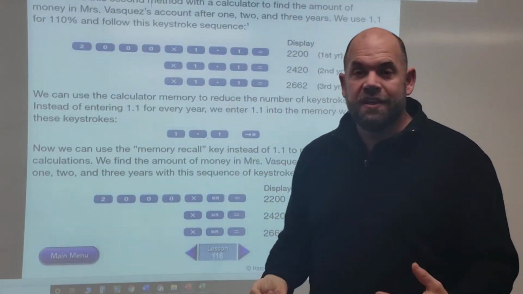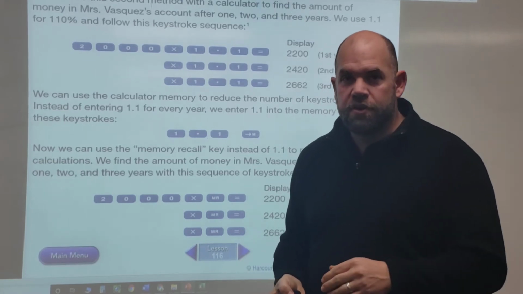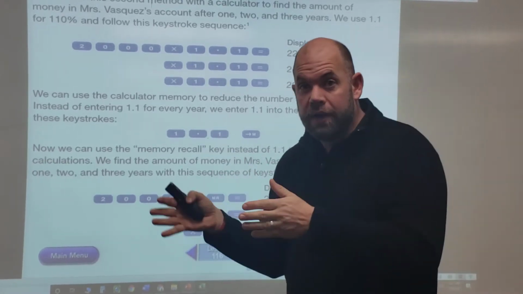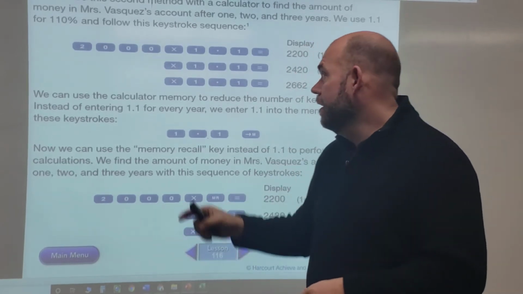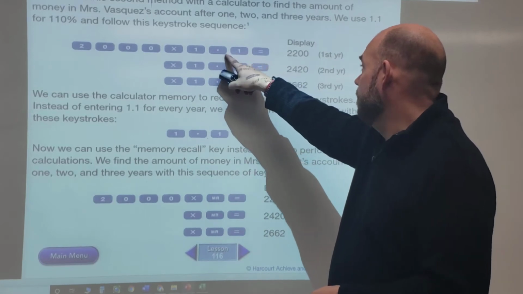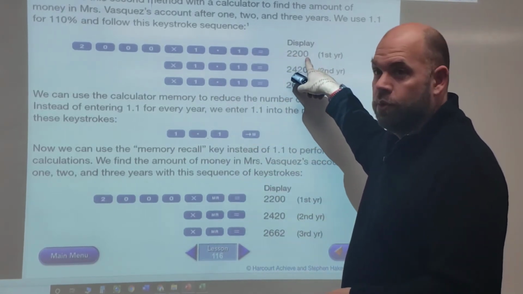That's going to make it so you don't have to add it up year after year. You'd say 100%, that's 1.1, that's the 0.1 that you had. So rather than taking two steps, we can just do 2,000 times 1.1, and that will get you your 2,200.